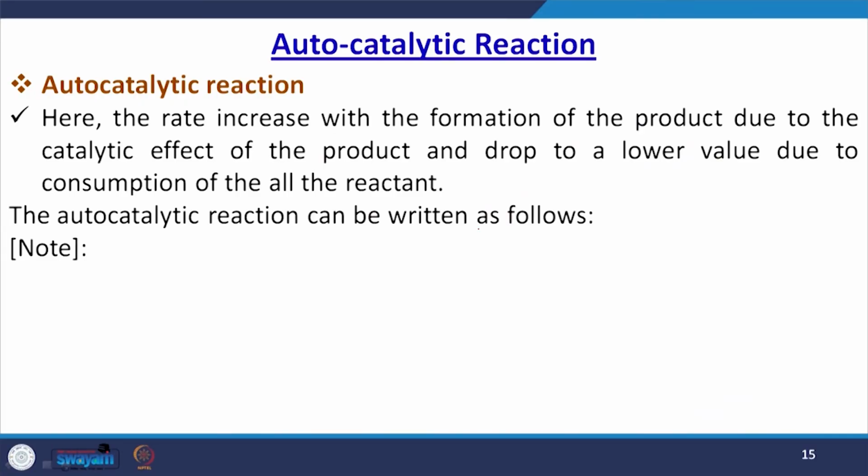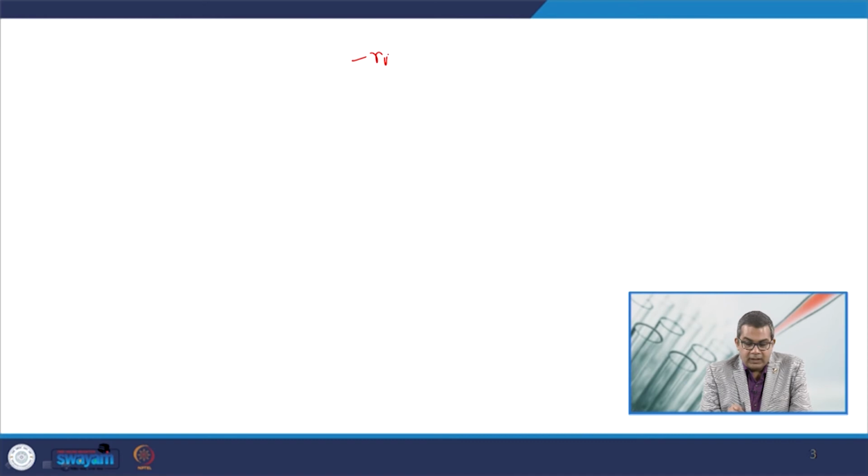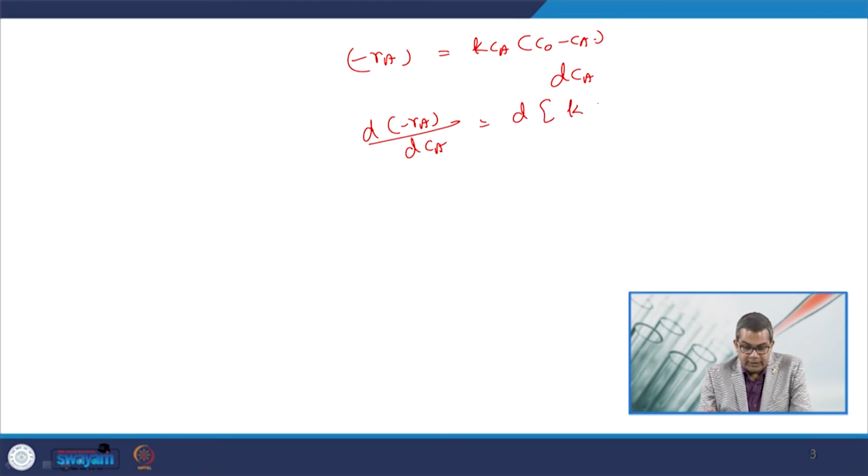Now, usually when we write the mathematical approach for the optimization of these autocatalytic reactions, we can write the equation as minus Ra is equal to K Ca into C naught minus Ca. On differentiating this equation with respect to dCa on both sides, we have d of minus Ra upon dCa, that is equal to d of K Ca into C naught minus Ca upon dCa.